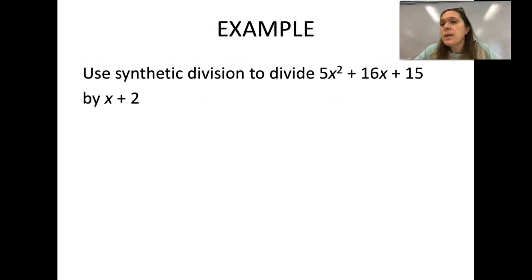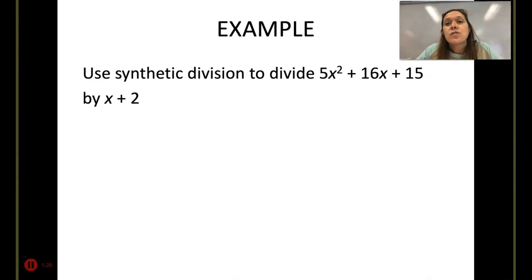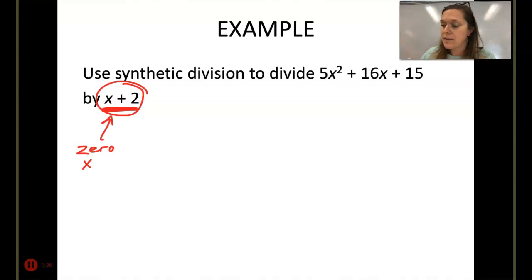Okay, so this is what it looks like. We're going to use synthetic division to divide 5x squared plus 16x plus 15 by the divisor of x plus 2. Notice that my divisor is linear and it's a binomial, so that means I can use synthetic division. This is how synthetic division works. You take your divisor and figure out the zero of that divisor. When I say zero, what number of x would zero out or cancel that positive 2? That's negative 2. So the zero of this would be x equals negative 2, because negative 2 plus 2 is 0.